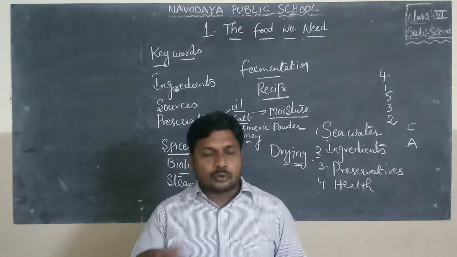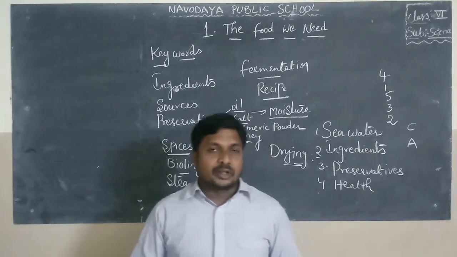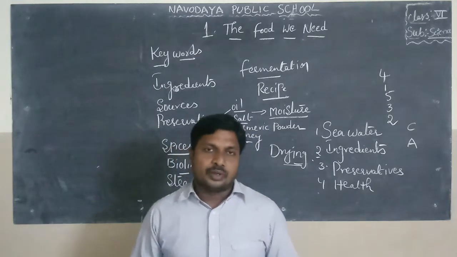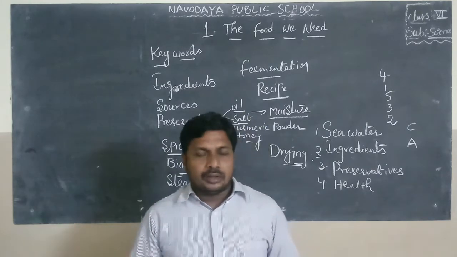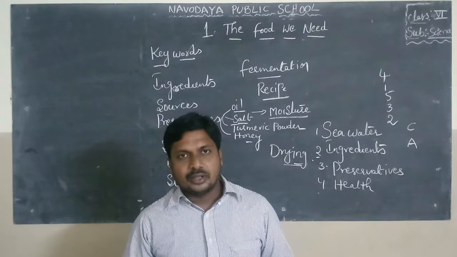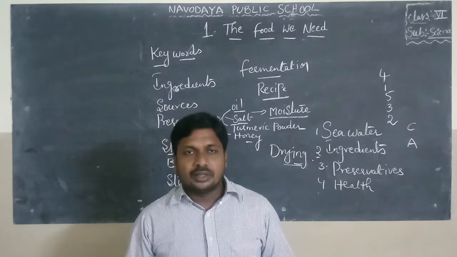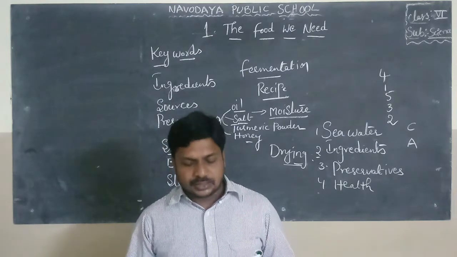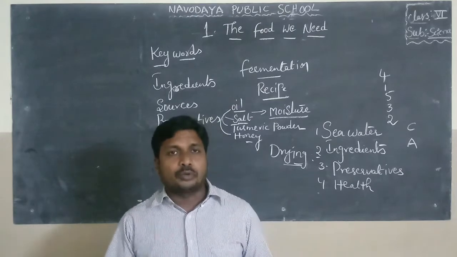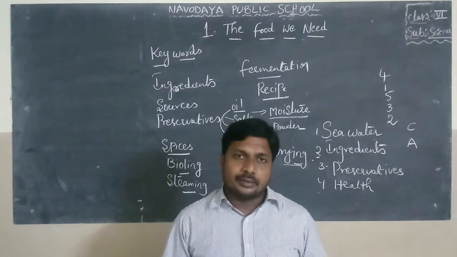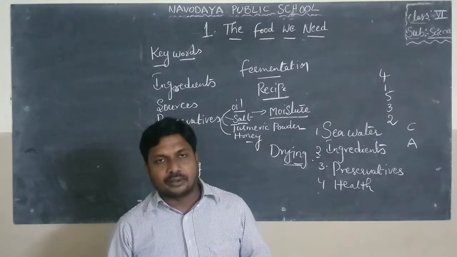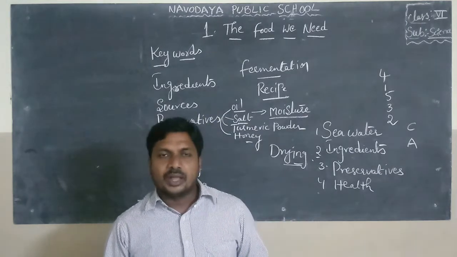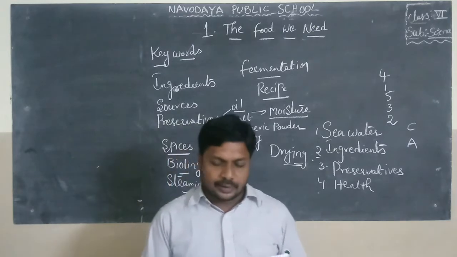If you want to prepare coconut chutney, you require some ingredients. What are they? First you require coconut and also green chilies or red chilies, salt to taste. If you want to prepare gulab jamun, you require gulab jamun powder, first one. Second one is sugar, to prepare sugar syrup, and also ghee for frying.